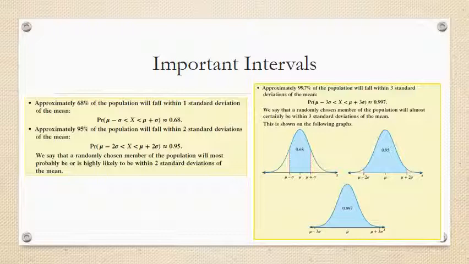For example, if it ever asks you from the mean to one standard deviation on the positive side, that would then be 0.34. So you'll be asked to do stuff like that by hand.